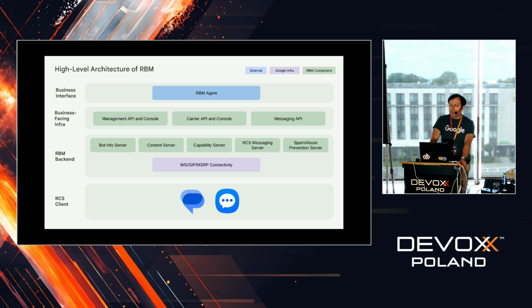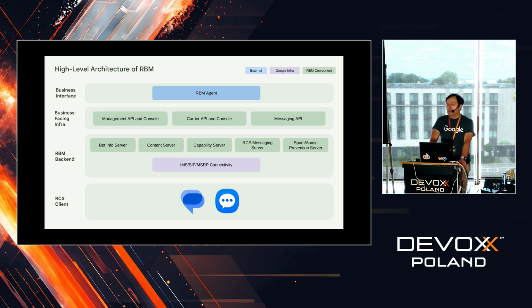This is a high-level architecture of RBM. Obviously, I can't go into a lot of detail, but you can see the broad strokes here. You can see that there's an agent. The agent sends the messages or otherwise interacts, probably through the messaging API that's on the right.